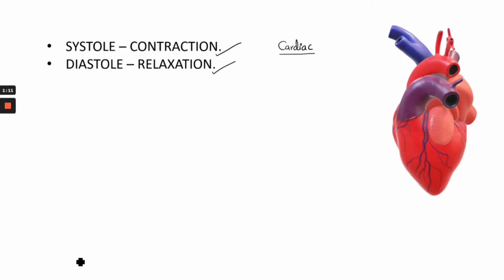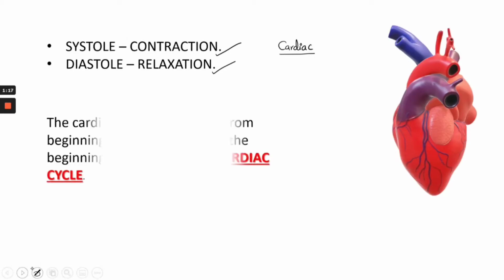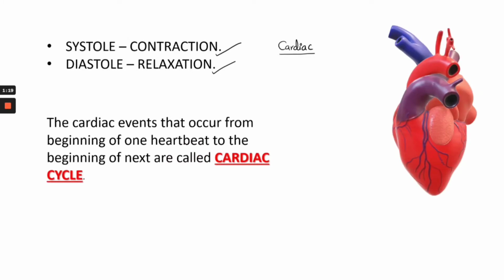Now, if I ask, how can you define cardiac cycle? Then you can say that the cardiac events that occur from the beginning of one heartbeat to the beginning of the next is called a cardiac cycle. That means the duration from the first heartbeat to the starting of the second heartbeat, this duration is the cardiac cycle. Okay, cardiac cycle, right?